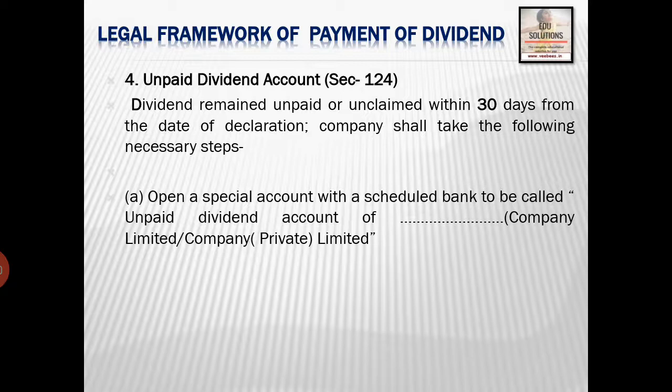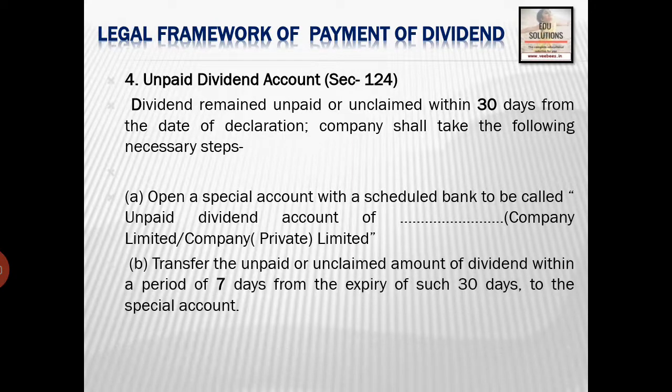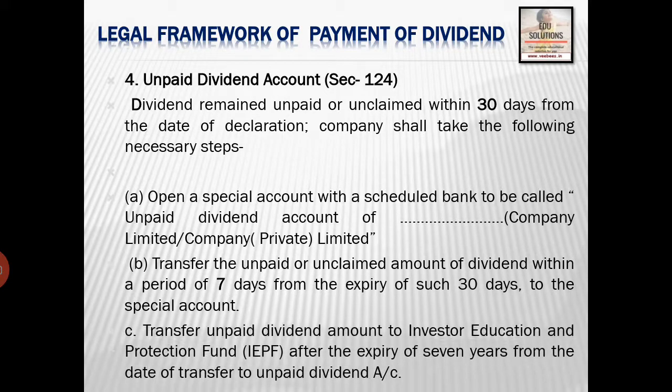First one, an account should be opened, a separate account called unclaimed dividend account and unpaid dividend account of the company, which should be kept separately, and we have to transfer this unpaid or unclaimed amount to this account within 7 days after the completion of 30 days. 30 days കഴിഞ്ഞാൽ 7 ദിവസത്തിനുള്ളിൽ ഈ അക്കൗണ്ടിലേക്ക് ട്രാൻസ്ഫർ ചെയ്യണം.